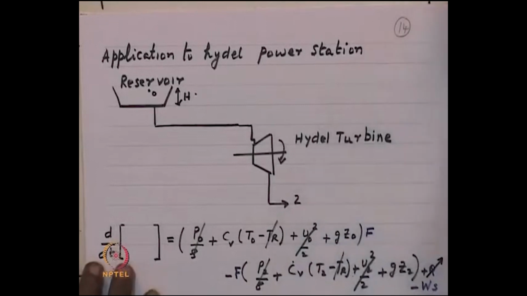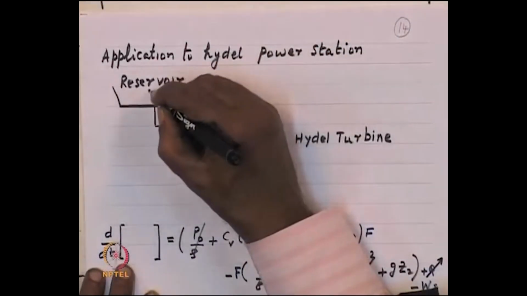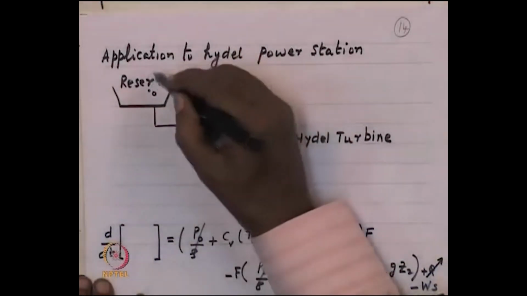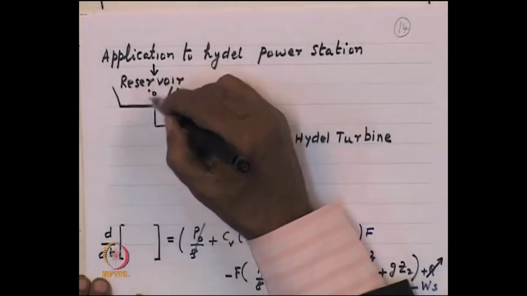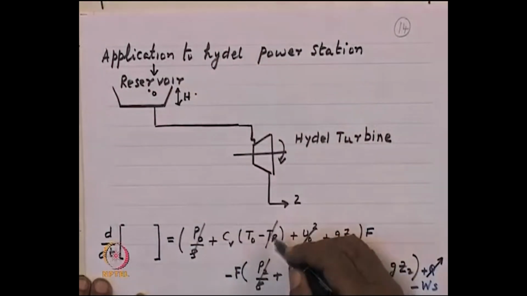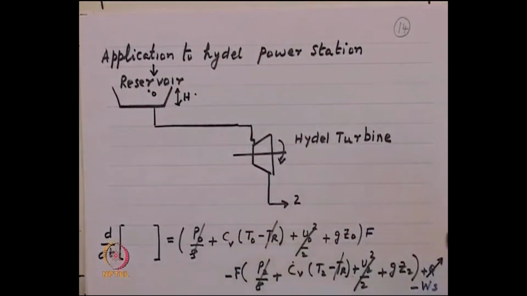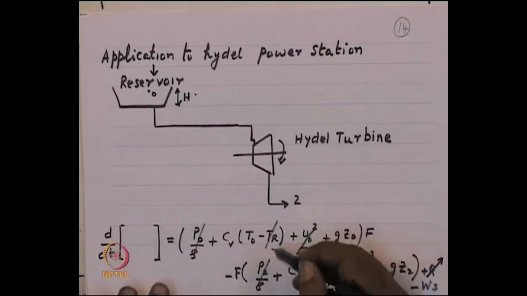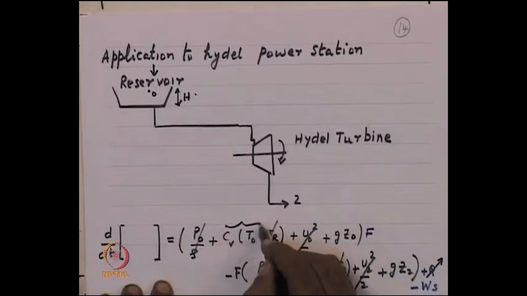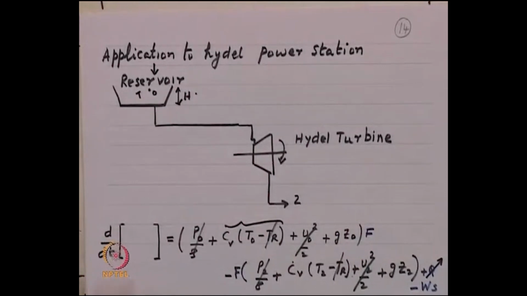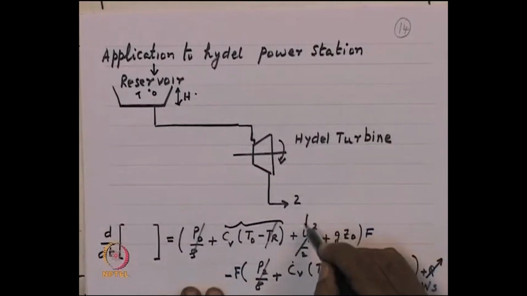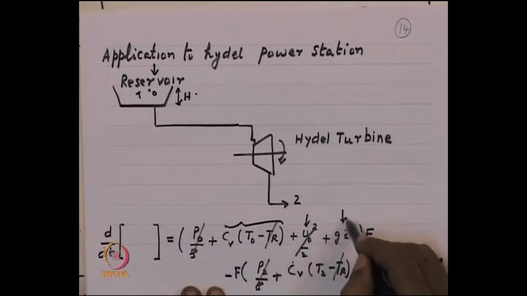That means, what are the energies associated with our reservoir at this point 0? There is an atmospheric pressure, so this is P 0 by rho. And what is this T naught minus Tr? T naught is the temperature at which this fluid is present, and our reference is at Tr. We always take a reference, whatever that may be. Therefore, the energy associated with the fluid present in the reservoir at temperature T naught is given by Cv times (T naught minus Tr). So, you have so much energy in the reservoir. Now, you also have u naught, which is the velocity of the fluid, and z naught, which relates to the potential energy of the fluid.